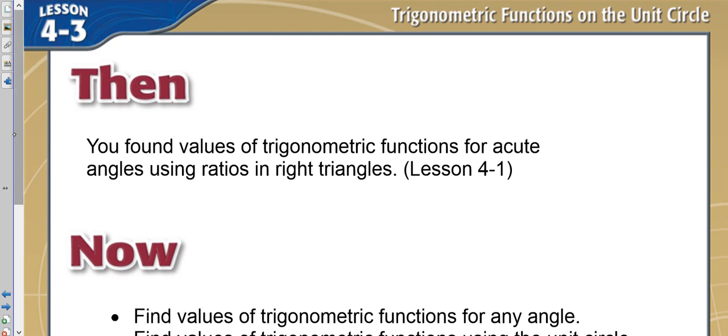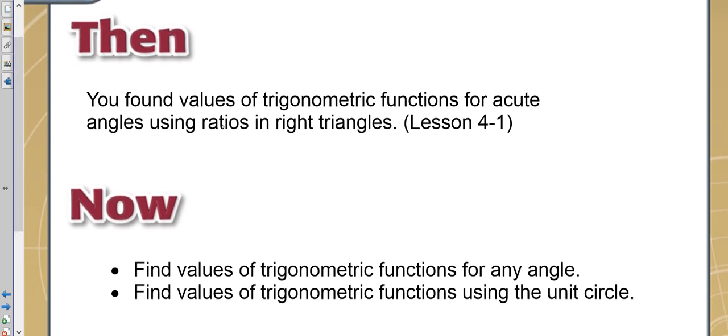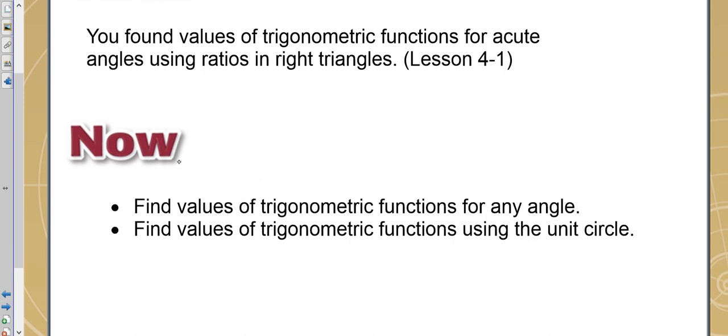Trigonometric functions and the unit circle. All right, in the past, what did we do? We found values of trigonometric functions for acute angles. Remember, that means angles less than 90 within a right triangle. Today, we're going to look at finding trigonometric functions for any angle, whether it be acute or obtuse, and doing so with the unit circle.